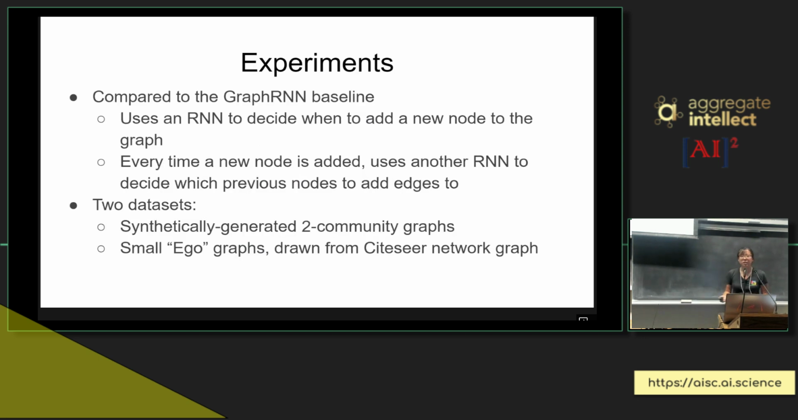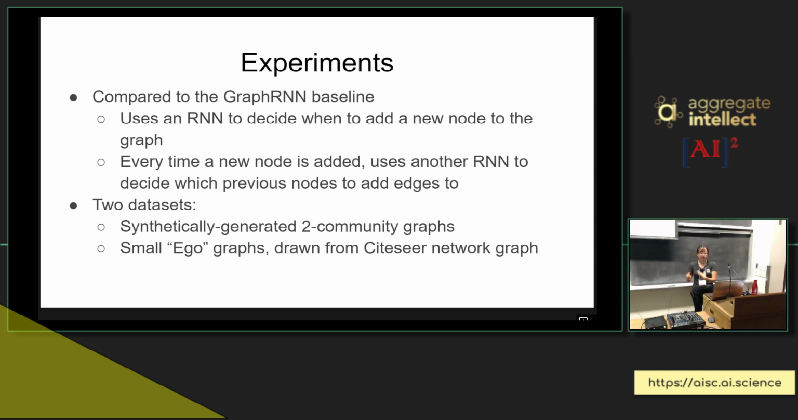We ran a bunch of experiments comparing our model to this baseline called graph RNN. Graph RNN is an autoregressive model that uses an RNN to decide at any given point whether or not to add a new node to the graph. And then once it adds a new node, it uses another RNN to decide which edges to add back to the existing nodes that it's already added.